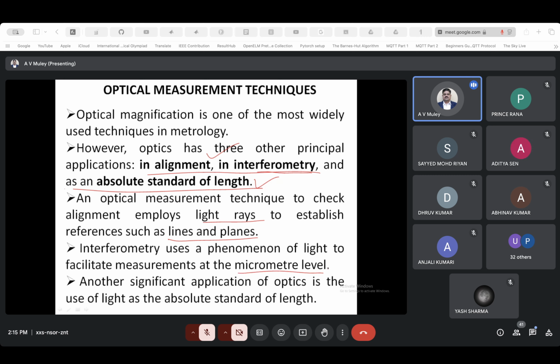जैसे surface roughness आपको measure करना, you can make use of this particular thing. या flatness, straightness आपको अगर measure करने वो भी कर सकते हैं. But at the microscopic level, another significant application of this optics is the use of light as an absolute standard. जैसे मैंने आपको बताया था पहले भी हमने देखा है इसमें, because we are using the light.